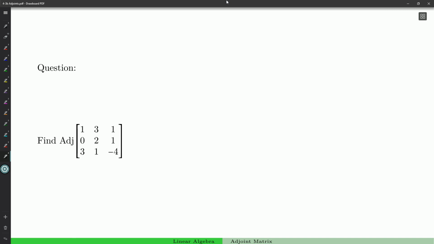Find the adjoint of the matrix 1, 3, 1, 0, 2, 1, 3, 1, negative 4. Okay, so unlike 2 by 2 matrices, there isn't a quick trick of rearranging the numbers on the main diagonal and changing the signs of everything else. You can't get away with just putting minus signs just about everywhere else. That's not going to cut it. We're actually going to have to compute cofactors here.